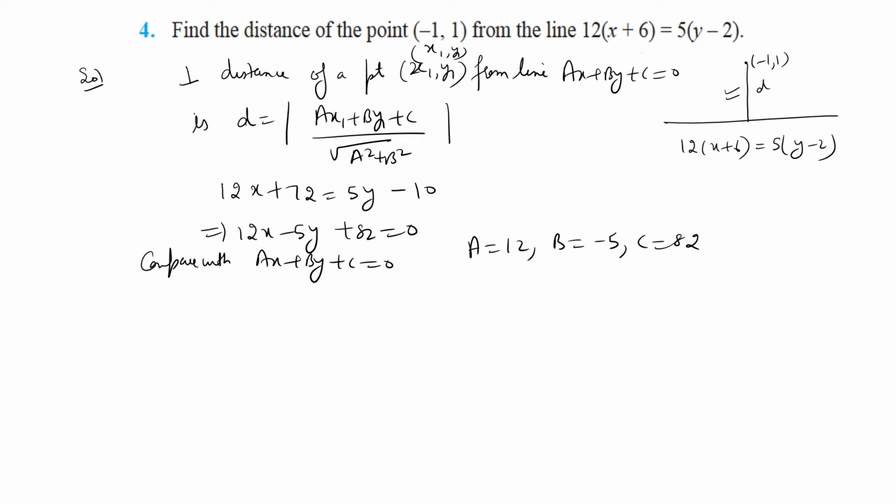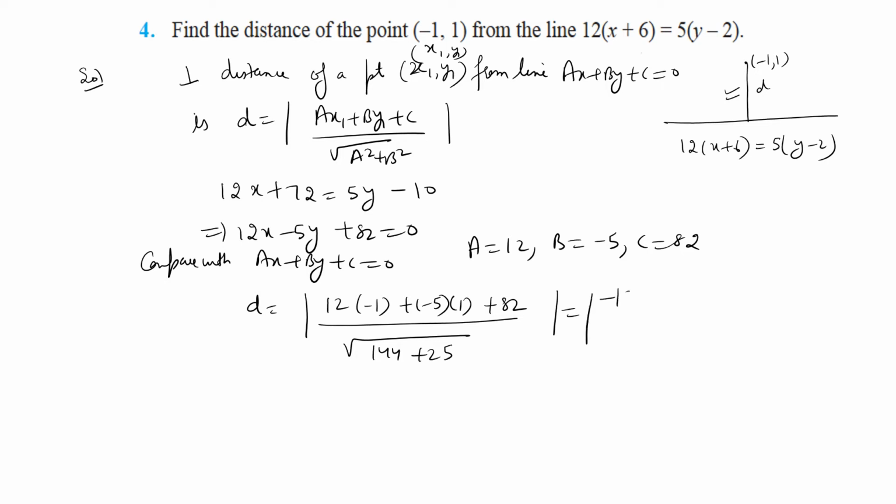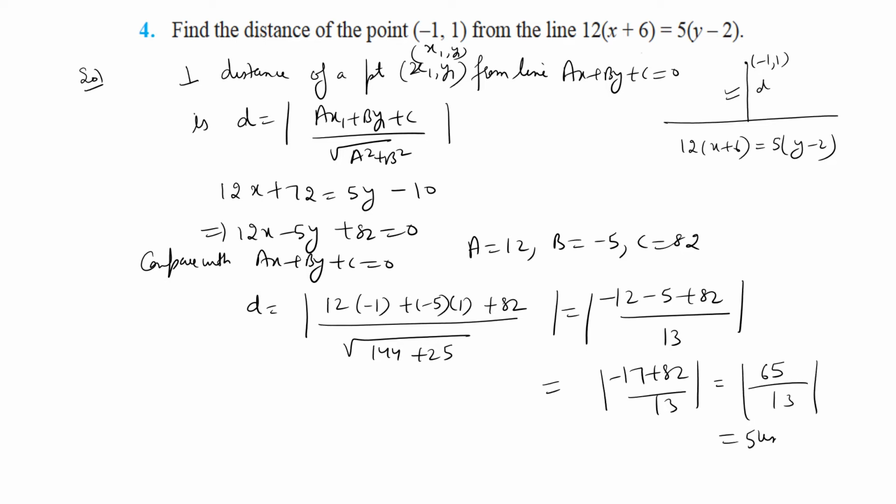So let us apply the formula of perpendicular distance. This is ax1 plus by1 plus c upon root a square plus b square. Here a square is 12 square, which is 144, and b square is 25. Minus 12 minus 5 plus 82, upon 13, and you get 5 units.